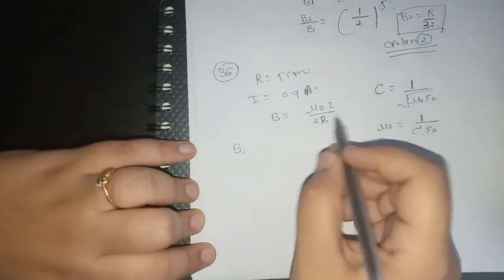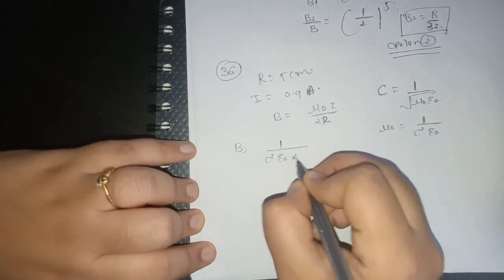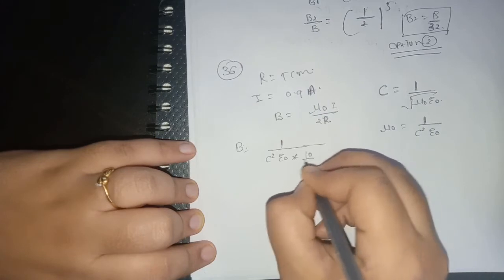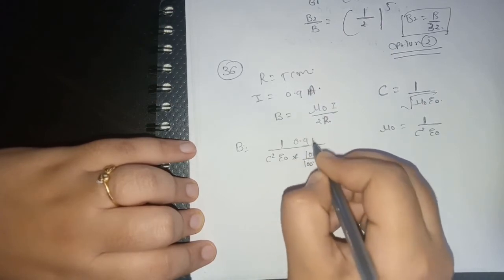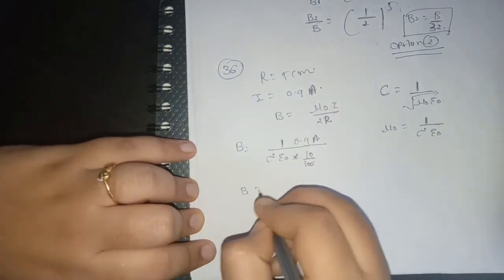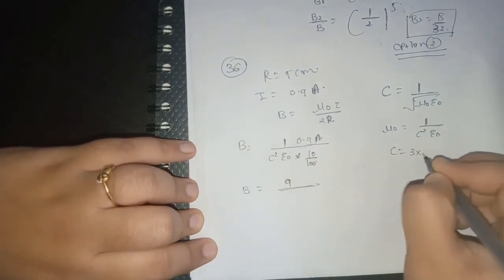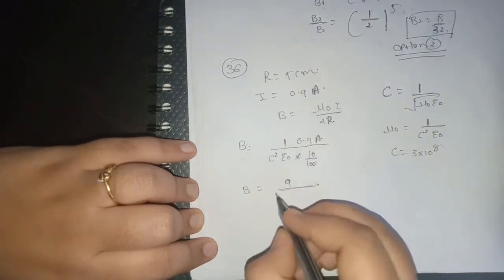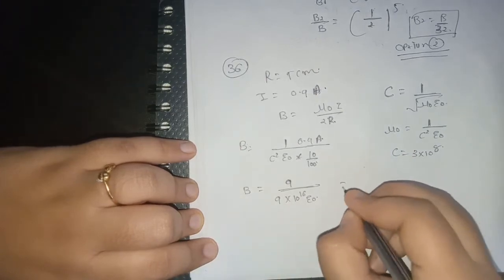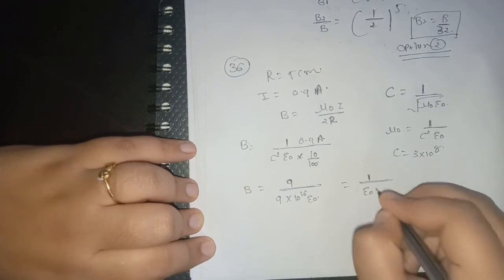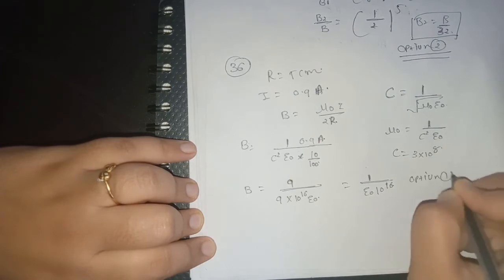Replace this value. So B is equal to 1 upon c square epsilon naught into 2r, that is 10 by 100, into I. I is given by 0.9 ampere. So B is equal to 9 divided by the speed of light in vacuum, which is 3 into 10 power 8 meter per second. So c square will be 9 into 10 power 16 into epsilon naught. So magnetic field will be 1 upon epsilon naught into 10 power 16. So option 1 is correct option.